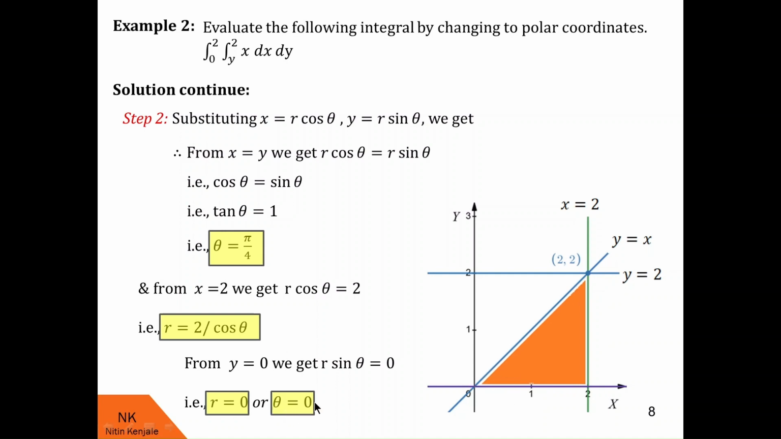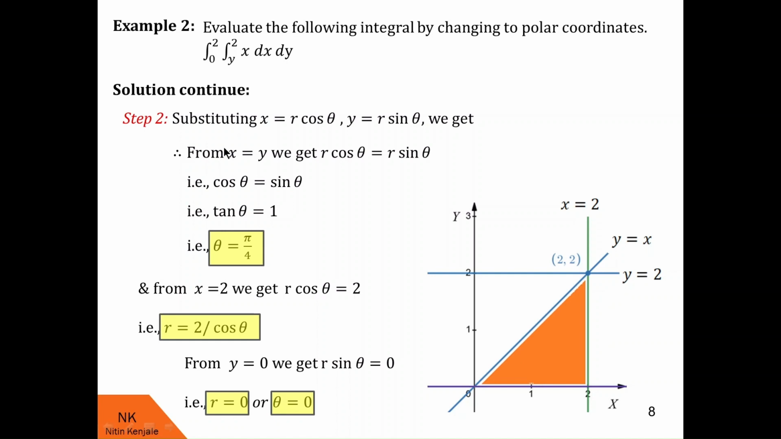So clearly theta is varying from 0 to pi by 4 and modulus r is varying from 0 to any point on this y is equal to x as well as y is equal to 2. So r is varying from 0 to 2 by cos theta.